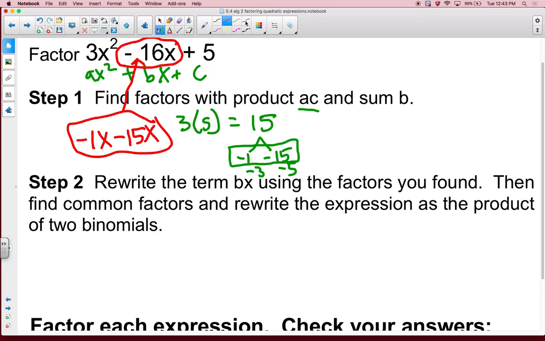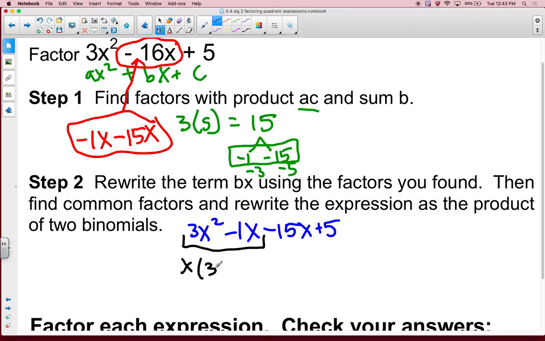Okay? So when we do that, I'm going to get 3x squared minus 1x minus 15x plus 5. All right, so here's where it's also a little different. We're now going to take a look at the first two terms. And I'm going to say, well, what can I take out from these first two terms? I can take out an x. When I take out the x, let's divide it out. 3x squared divided by x, we're left with a 3x. Negative 1x divided by x, we're left with a negative 1.